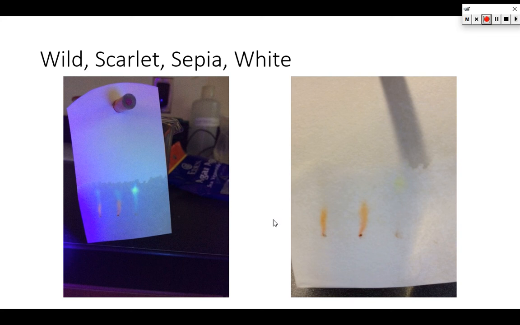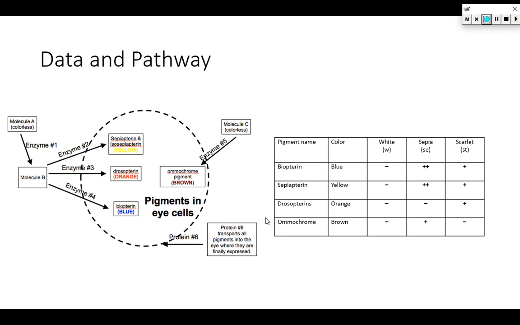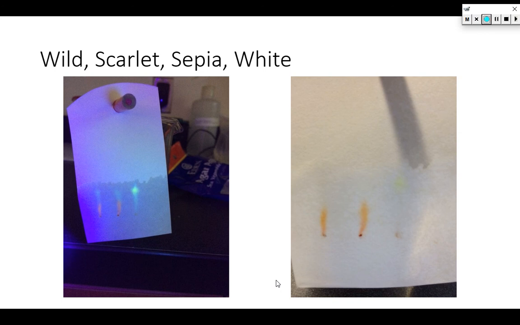Okay? So first of all, if you notice the white, it doesn't matter what kind of light you look at it under, there's nothing there, right? And if we go back to our pathway, we see that it makes sense that if there's no protein 6, then there's going to be no pigments, and so we're not going to see anything at all.